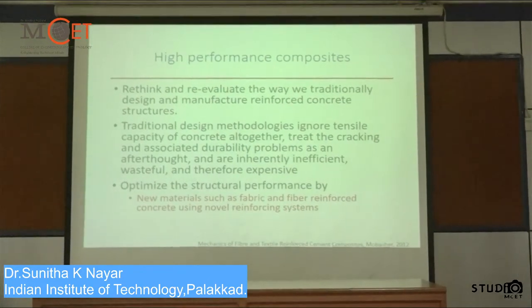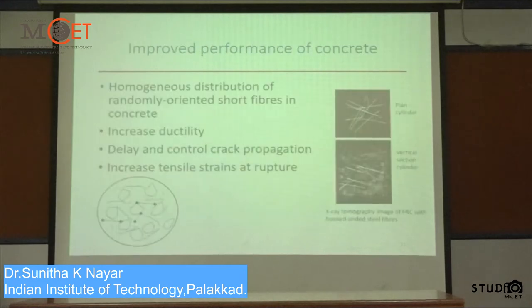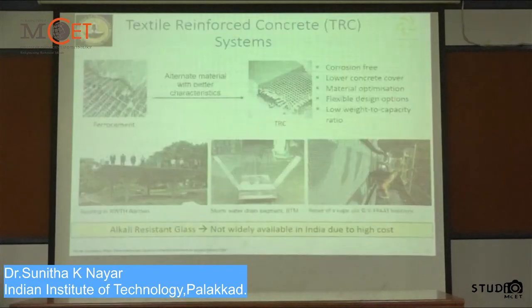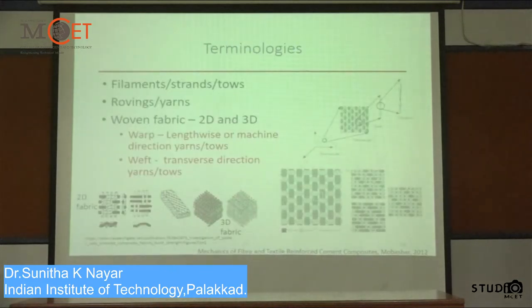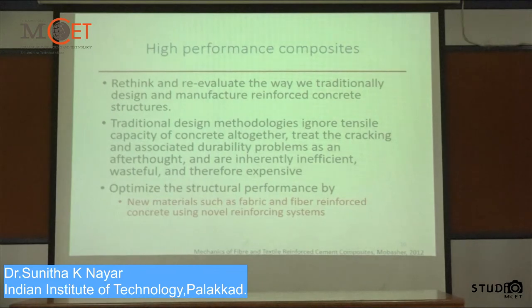For achieving all these three together, what we can do is use composites, high performance composites. We add new materials such as fabric or fiber reinforcement. If we add fibers or fabric to the concrete, all these three requirements can be addressed. How that can be done is what I am going to talk about today. This was just a prologue to introducing the materials.